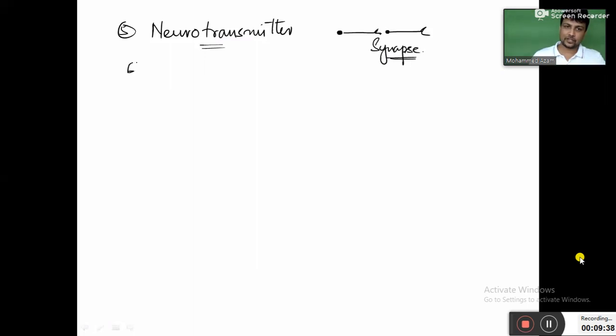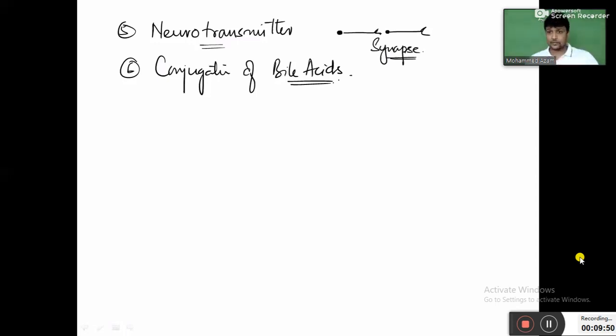And function number 6, glycine also helps in conjugation of bile acids. Bile acids are produced by the liver. The liver forms the bile acids, and after forming them, those bile acids have to be conjugated, and that conjugation will be done by glycine. So glycine also helps in conjugation of bile acids. These are all the functions of glycine that you have to remember for your exams. More than enough. Done.